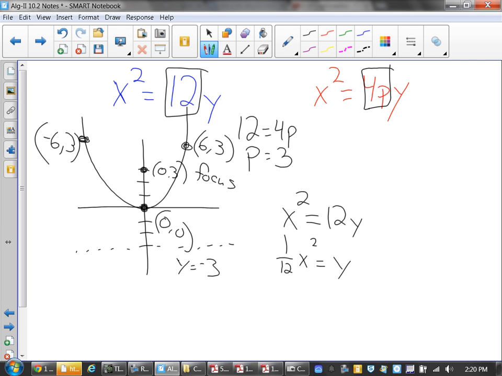You identify if it's either x squared or y squared. You figure out what the p value is, and you start to walk off distances.